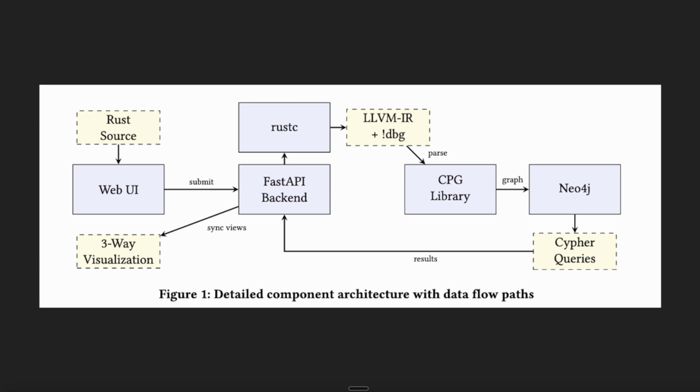The system runs as three containerized services: an Nginx frontend, a FastAPI analysis engine that automatically annotates variables with tracking metadata, and a Neo4j database. This architecture enables interactive, real-time vulnerability analysis with synchronized multi-level code visualization. Let me demonstrate LVing's capabilities using a concrete example.